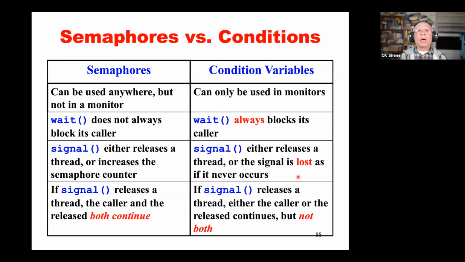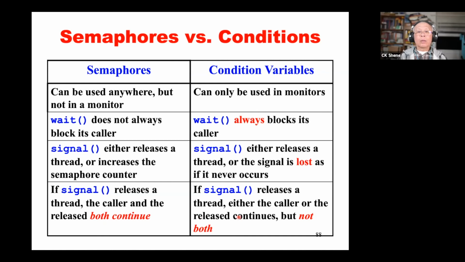It does not memorize how many threads are waiting there. And finally, when you call the semaphore signal, this semaphore signal releases a thread, and the caller and the released one both continue. In other words, if you call the semaphore signal and there are waiting threads there, one of them would be allowed to go, and the caller would also continue.